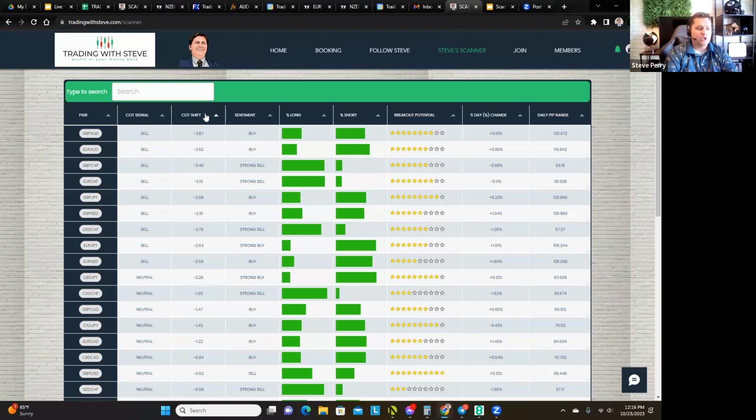So up to this point, without looking at any other component in the scanner, if I were to look for a trade just based off of this, let me give you an idea. For example, with this pound Aussie, it's got a negative shift, meaning I'm looking for sells. Forget sentiment, forget everything else for just a moment. I'm looking for sells just based off of this.